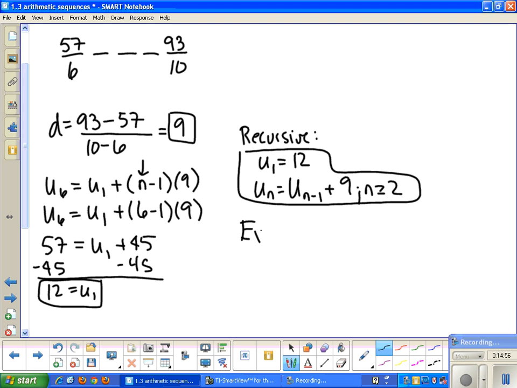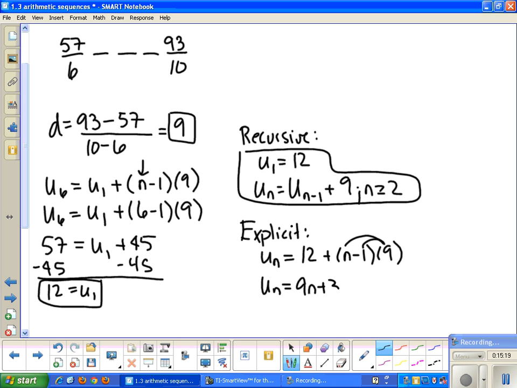And my explicit form would be my nth term. To get to that, we need to know our first term, which is 12, plus n minus 1 times my common difference, which is 9. And then, of course, I'm just going to go ahead and simplify this. So when I simplify, I end up with, distribute this and combine the like terms, 9n plus 3 for values of n greater than or equal to 1. So this would be my explicit form.